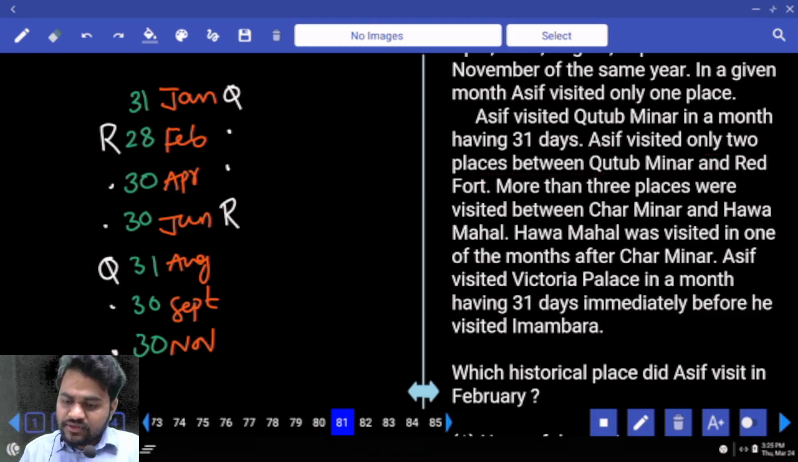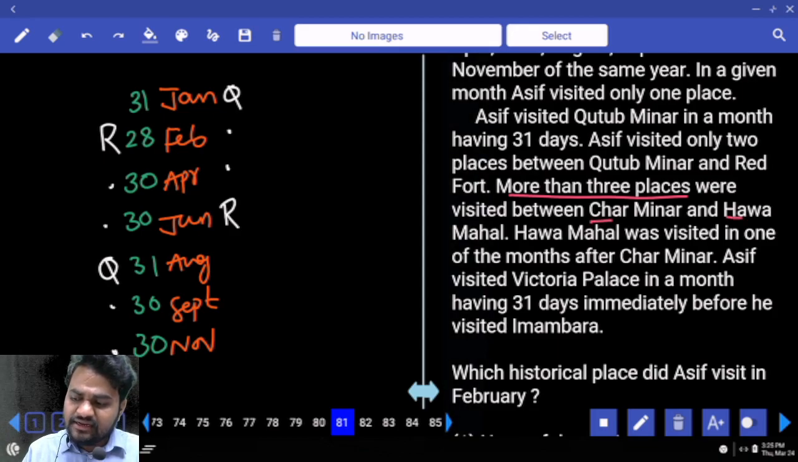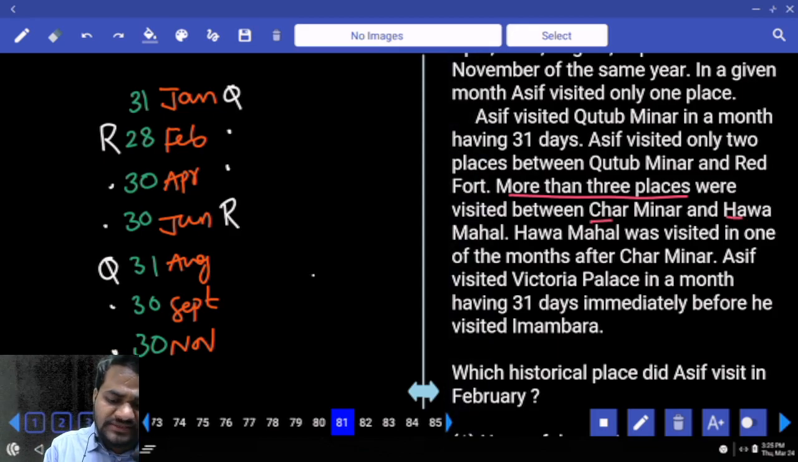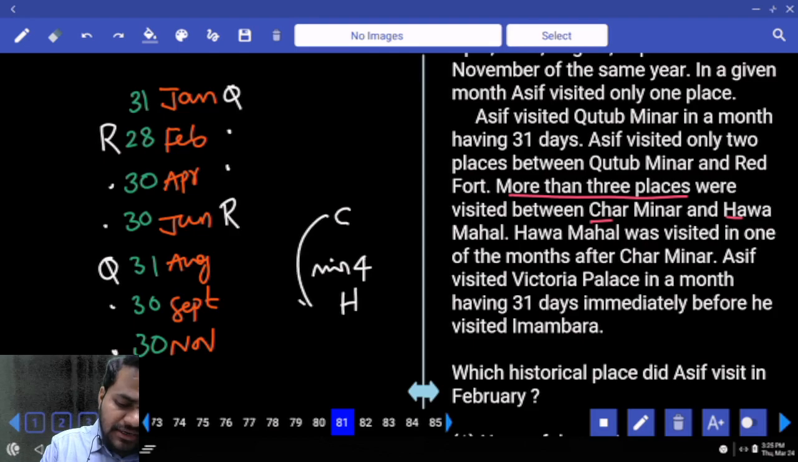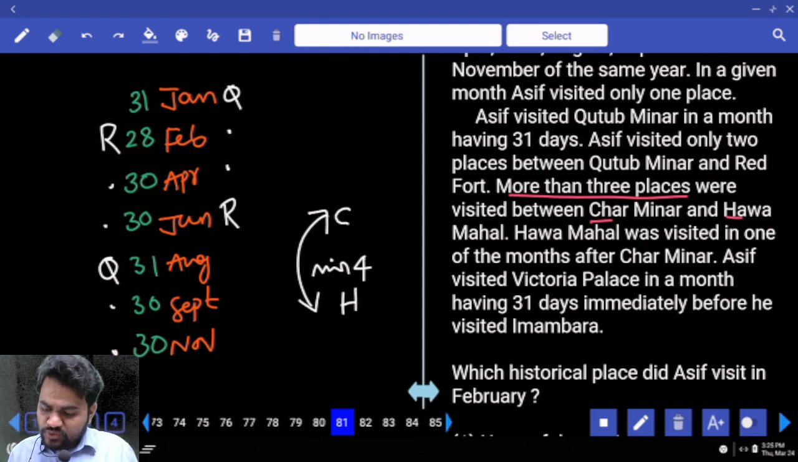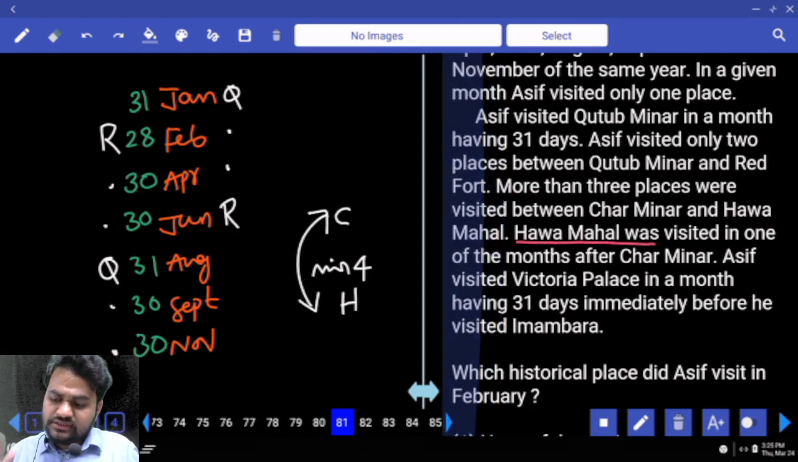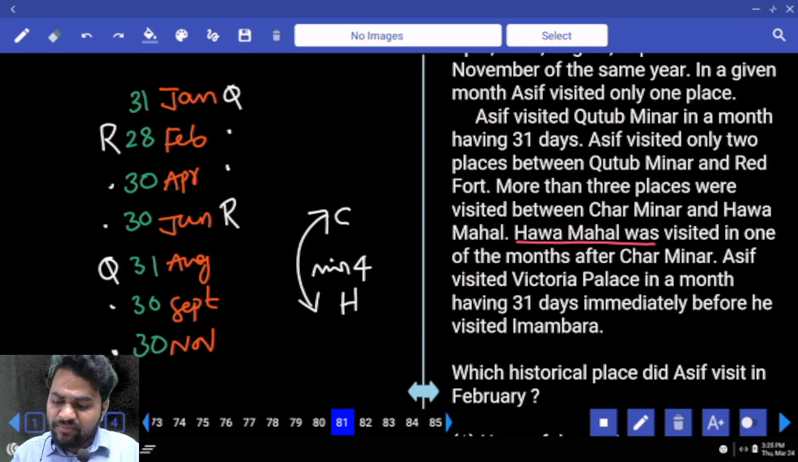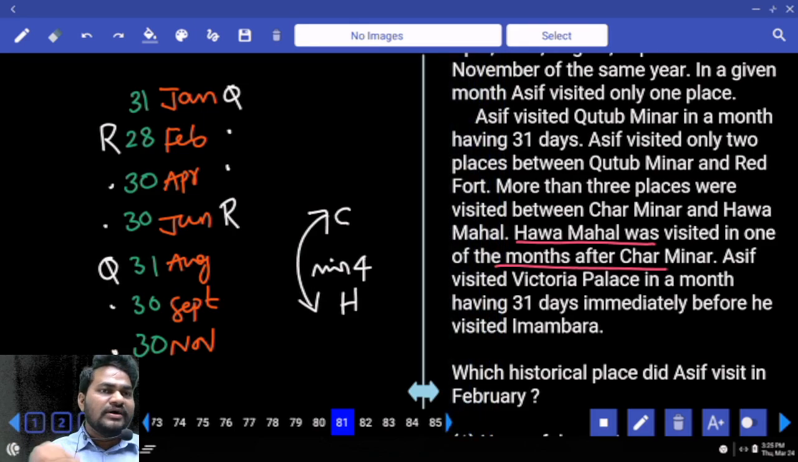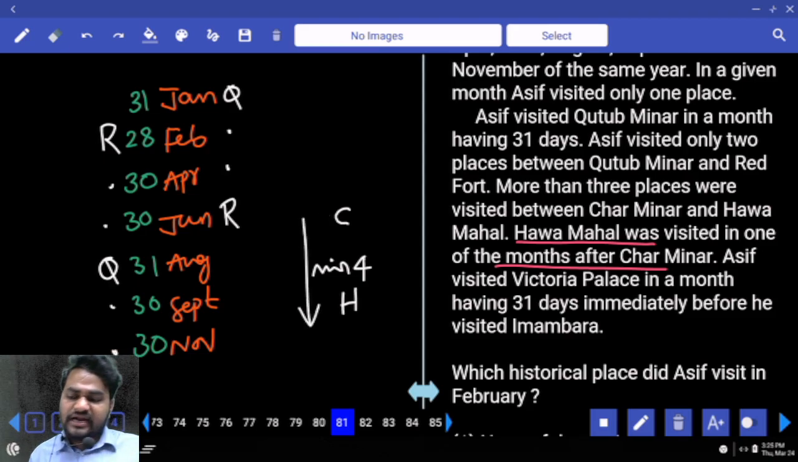Next, more than 3 places were visited between C and H. More than 3 places means minimum 4 places between C and H is required. Maybe interchange there. Next one, H was visited in one of the months after C. When H is one of the months after C, interchange is not required.